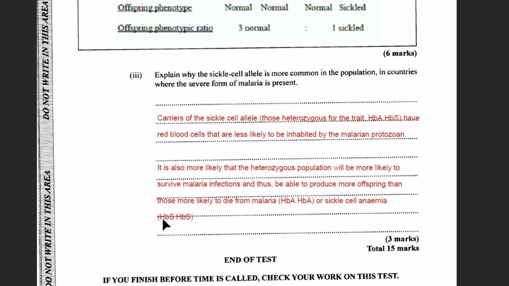Of course, those who have sickle cell anemia are more likely not to reach the age to actually have children. Not saying that they wouldn't, but there's a higher likelihood that they would die compared to those who are heterozygous or those who just have normal hemoglobin. So the people who have the highest survival rate in this case are the people who are heterozygous, because they can survive malaria and they don't have sickle cell anemia. So once you have that explained, you should get 3 marks.